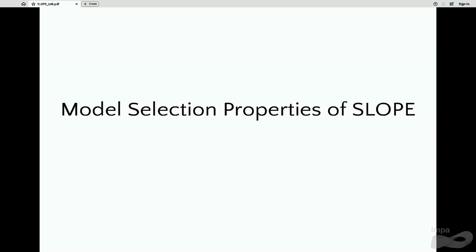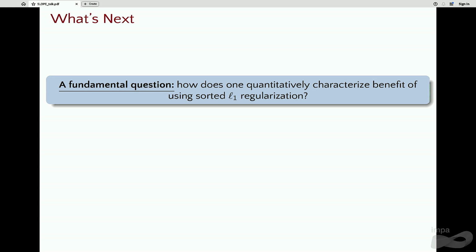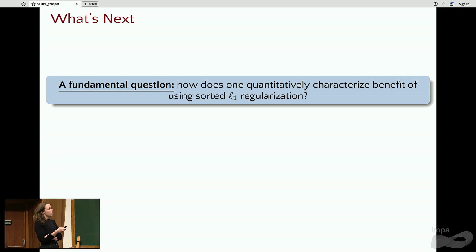So now what I want to do is use this program to say something about the model selection properties of the slope estimator. Again, we've moved from lasso to slope. We've increased the number of regularization parameters. We now have P tuning parameters instead of one. Lasso is a specific case of slope, so we would hope that there's some sort of benefit to doing this.